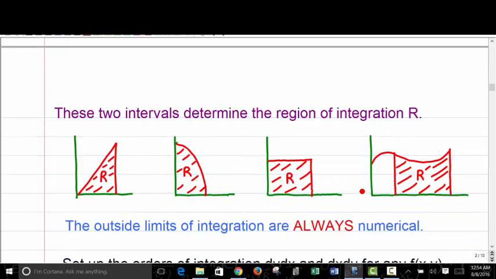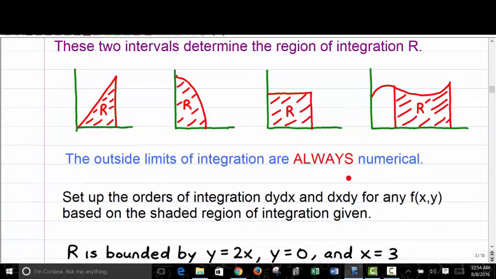Okay, here's some pictures of different possible regions of integration that we call R. Triangle, it could be like a parabola more than a circle, obviously. Square or rectangle, because I can't tell for sure if it's supposed to be a square or not. And then just some shape there, you know, this curve cutting through those vertical lines. All right, so once again, I'm reminding you that the outside limits of integration are always numerical.